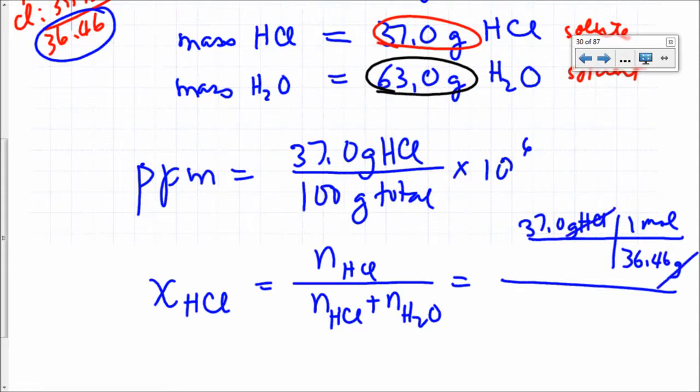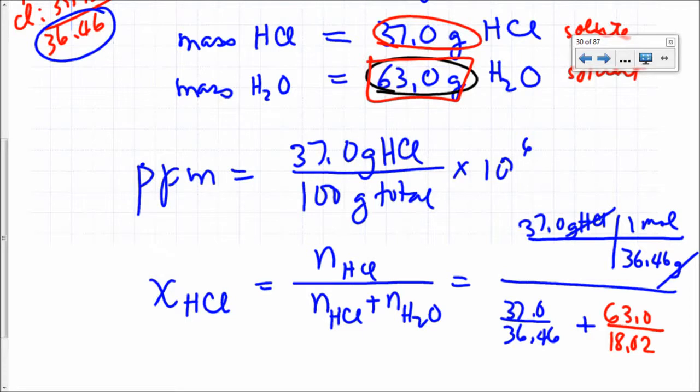Okay. So again, this is 37.0 over 36.46. How many moles of water do we have? Your water is 63 grams. So 63.0 divided by 18.02. That would be your mole fraction of HCl. So converting within the same type of concentration units should be pretty straightforward.